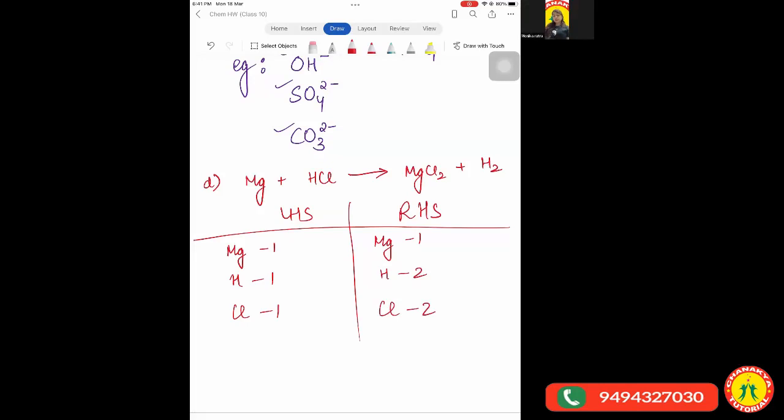Now what am I supposed to do? Ma'am, then multiply H with 2 on the LHS. Correct. And then where am I supposed to put this number? In front of HCl. Very nice. And then you multiply Cl, automatically it gets multiplied by 2, and our final answer becomes Mg plus 2HCl, which gives us MgCl2 plus H2. Anyone who could not understand this equation or was incorrect? Everyone did it? Okay.